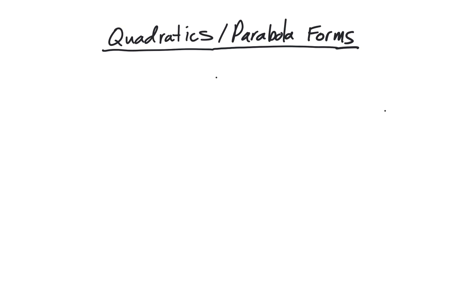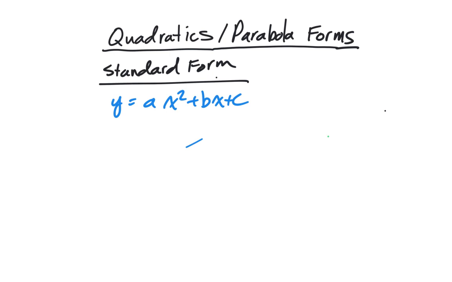To start this lesson, we're going to do a quick recap of the different types of quadratic relations or parabolic relations that we studied. Now, the first form that we saw was this. This was called the standard form. Now, the standard form looks like this, where we have y equals ax squared plus bx plus c, where c, the c value, represents the y-intercept.